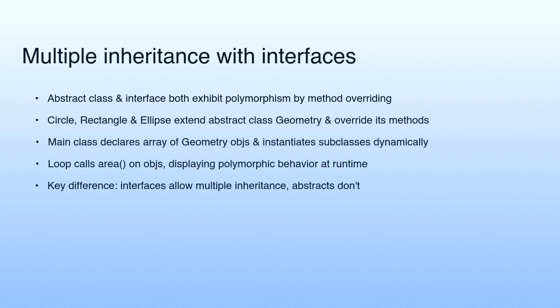In this example, circle, rectangle, and ellipse extend the abstract class geometry and override its methods. The main class declares an array of geometry objects and dynamically instantiates the subclasses. A loop then calls the area method on these objects, displaying polymorphic behavior at runtime. The key difference is that interfaces allow multiple inheritance, while abstract classes do not.